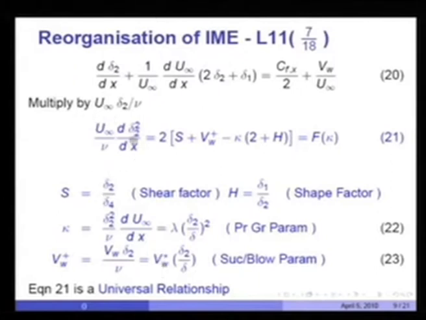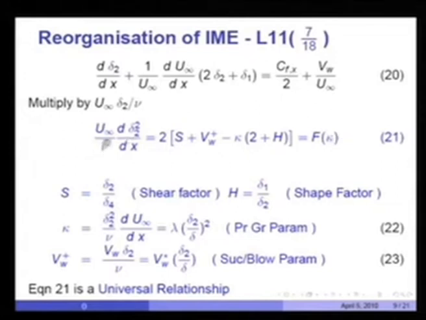Each term is dimensionless. You can see this is velocity, a length dimension, because this is squared, and so this has a length dimension and this is nu. So, it is a kind of a Reynolds number, which represents rate of growth of momentum thickness delta 2. Kappa is a pressure gradient parameter.